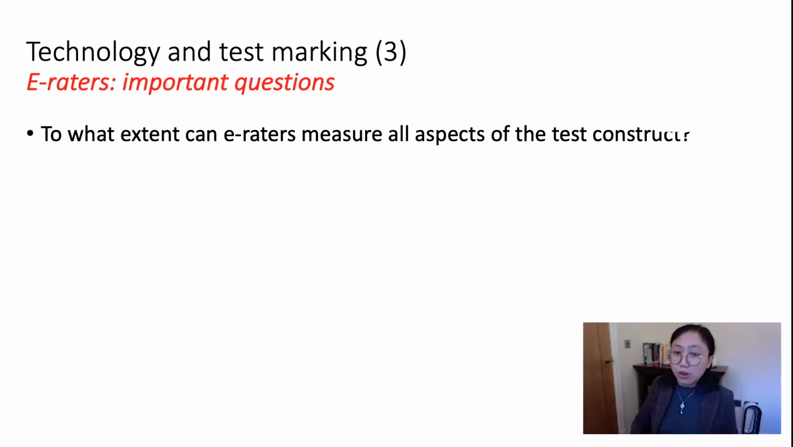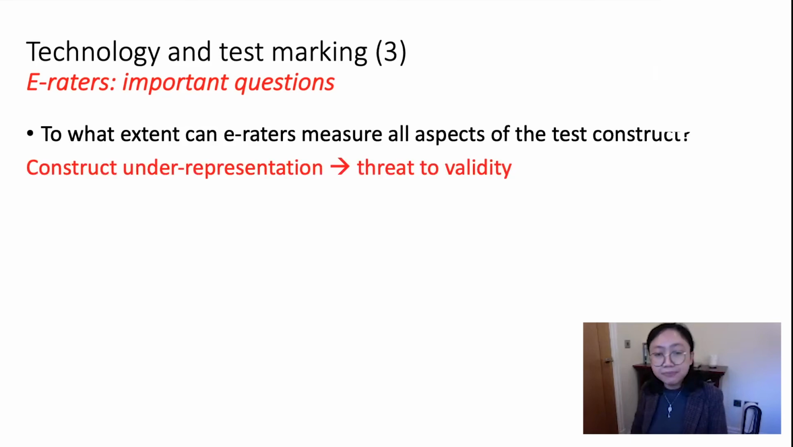Probably not at the moment, although I know that researchers are currently working on developing more and more sophisticated machines to do the job, but probably at the moment it's not something that E-raters can do really well. So then it might risk the construct measurement. There's a term called construct underrepresentation, which is a very serious threat to validity, because there is an important part of the construct which cannot be measured. So that's why the term construct underrepresentation.